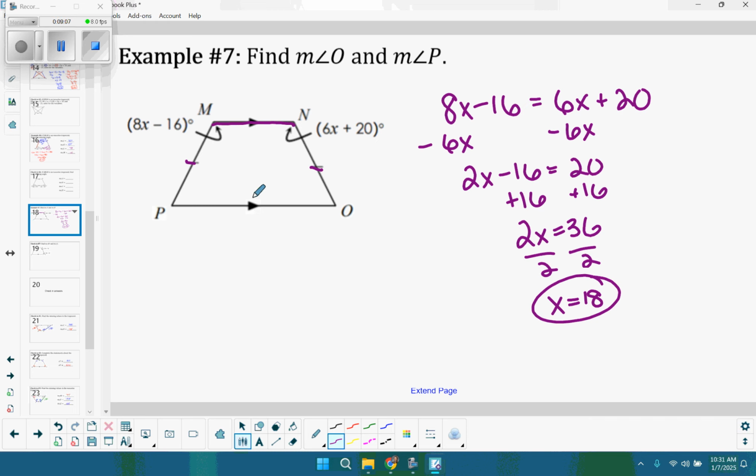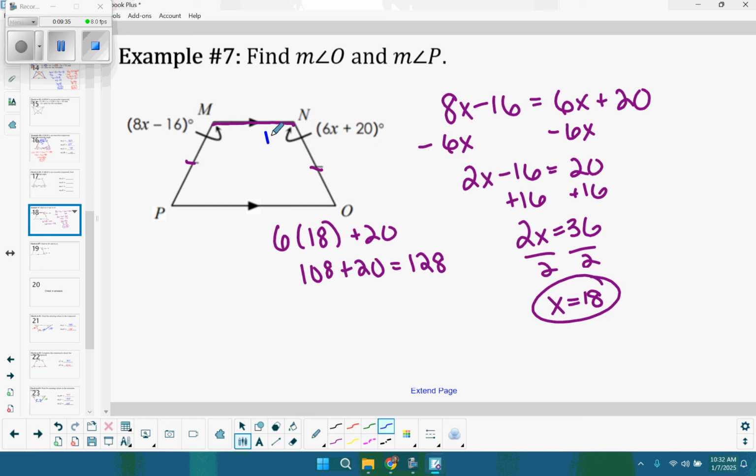They want angles O and P, which will be the same as each other. These angles will be supplementary to these angles. So I'm going to have to plug my x in to find either M or N, and then take it away from 180. So we're going to do 6 times 18 plus 20. So 6 times 18 is 108 plus 20 is 128.